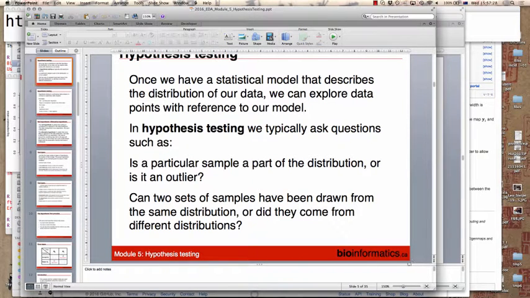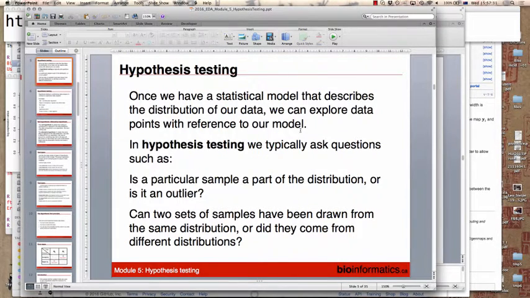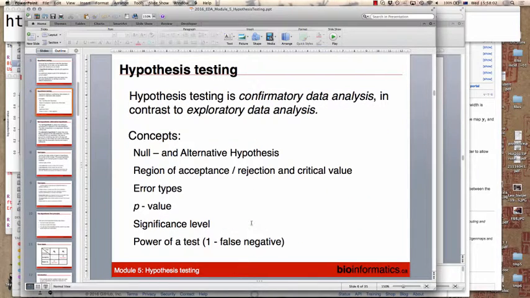Once we have a statistical model that describes the distribution of our data, we can explore data points with reference to our model. And we typically ask questions such as, is a particular sample a part of the distribution, or is it an outlier? Or a very frequent question, can two sets of samples have been drawn from the same distribution, or did they come from different distributions? So this is the classical control and experimental cohort type of experiment. This is confirmatory data analysis.